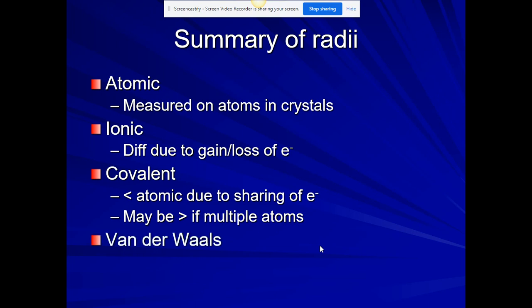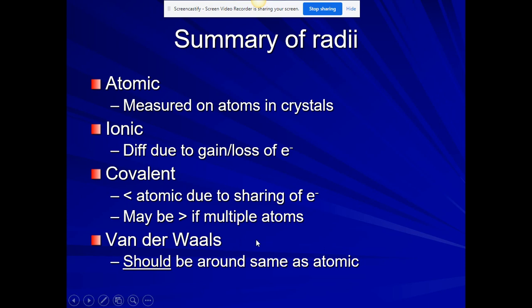And then the van der Waals radius is going to be the one that is almost always just a little bit bigger than the atomic radius because of the bulge. It should be around the same. The bonded side is going to be a little bit smaller, and the van der Waals is going to be a little bit bigger. It should be around the same, but technically it's going to be just a little bit bigger than what we'd find in atomic. Now, the question you guys might have is, what am I supposed to do with all that, right?